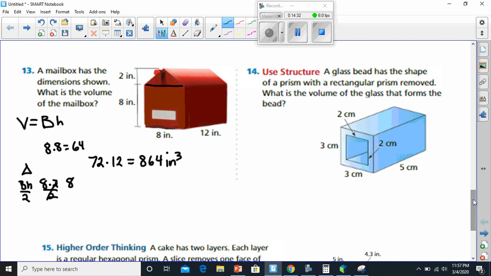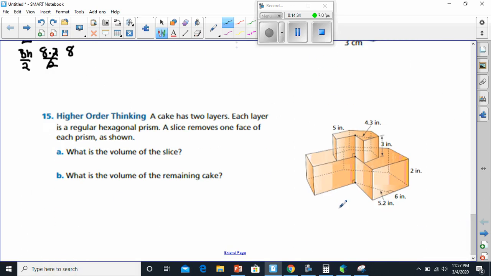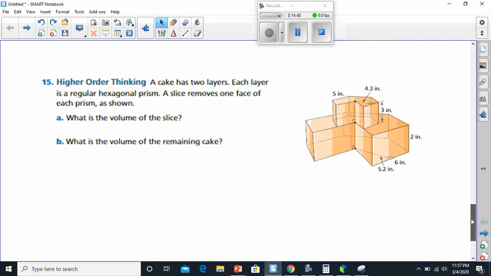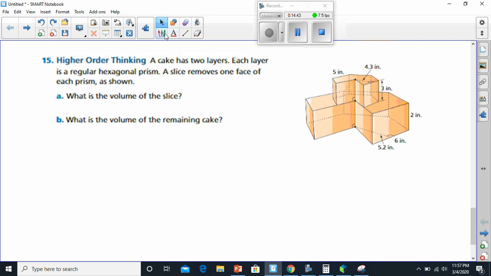Looks like I'm down to my last one, which is number 15, and it looks like it's going to be a monster. Let's go ahead and look at this really quick. Let me give myself some extra room to work here.